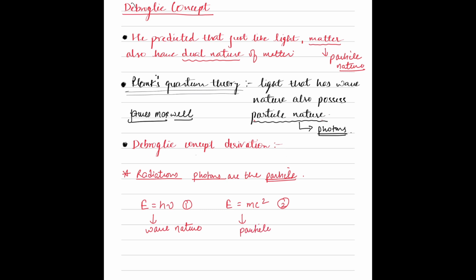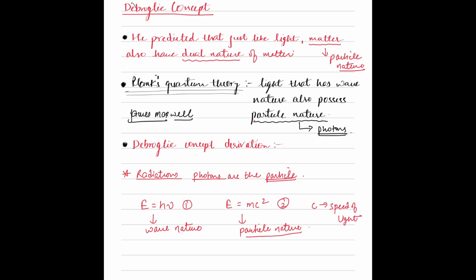Now why does it utilize the particle nature? Because here we are using the mass, and definitely any particle will have mass. And also we know that photons travel with the velocity of light, so that is why we are using c. Here c is what? c is the speed of light.